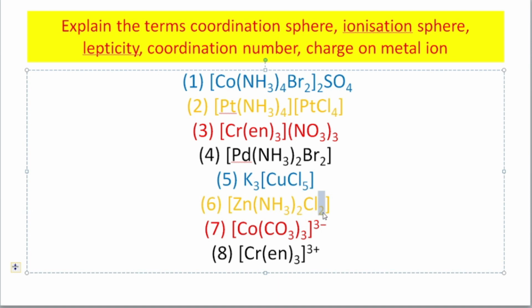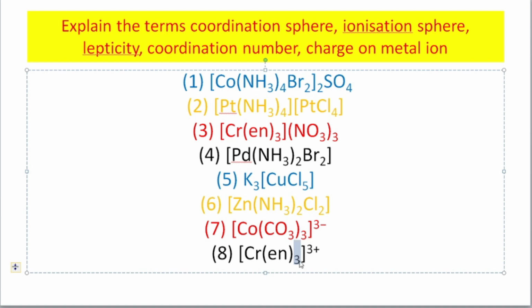So total number 4. So what is the coordination number? 4. Now in case of this complex, how many carbonates are there? 3. But carbonate is a bidentate ligand. One carbonate forms 2 bonds. So 3 carbonates can form how many bonds? 6 bonds. So what is the coordination number? 6.